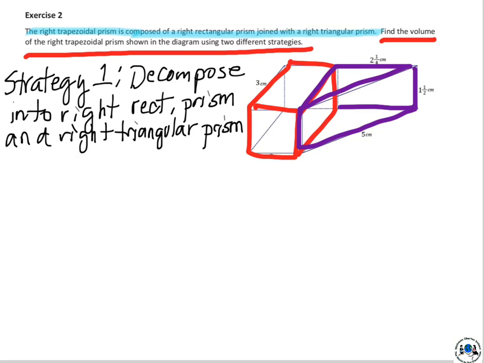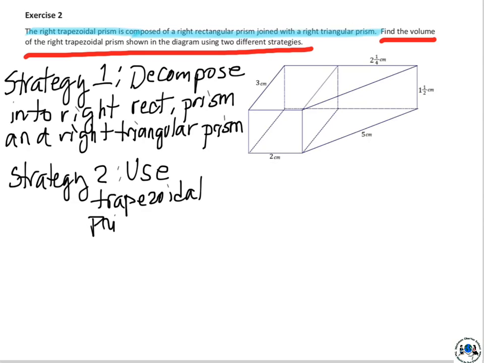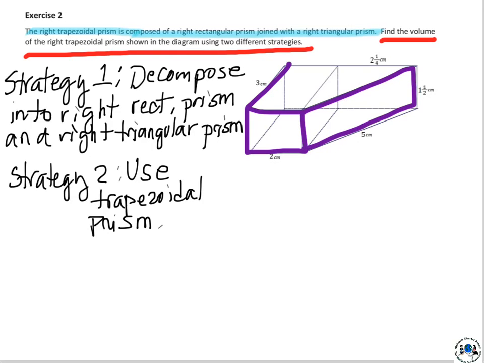But if you don't want to do that, you could also use strategy number two, which would be to use the entire trapezoidal prism. Use the formula for getting the area of a trapezoid, because we're going to need that for our base. I made a mess of that one. But anyway, go ahead now and use one of these strategies or both of these strategies, and then come on back and you can check in and see what I did.